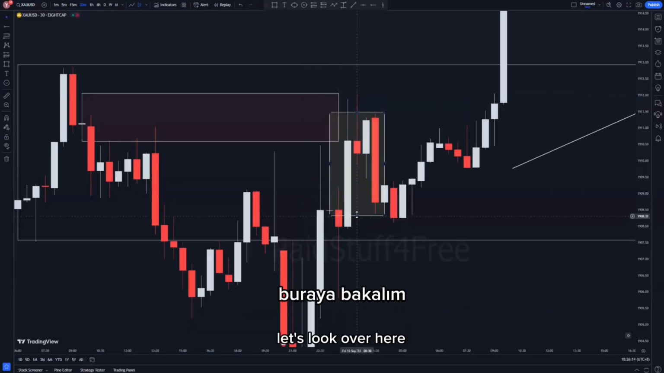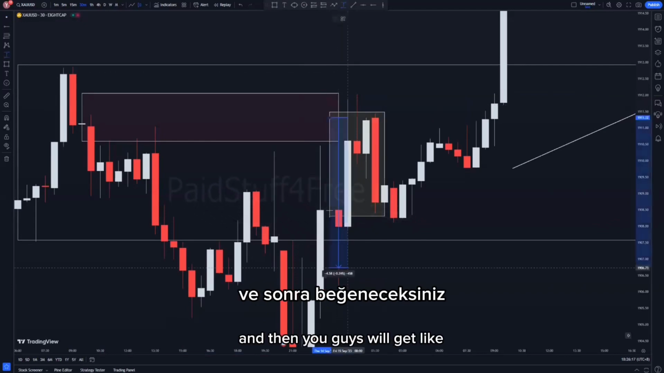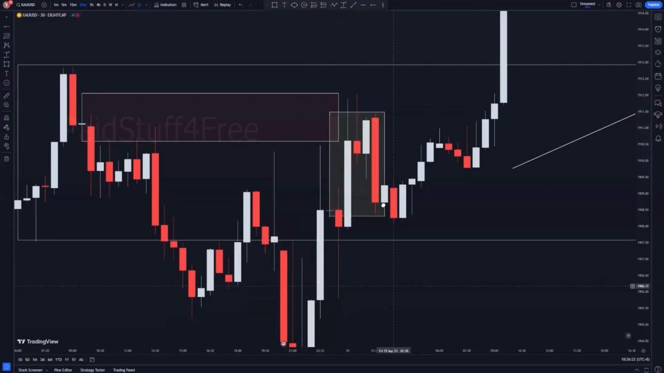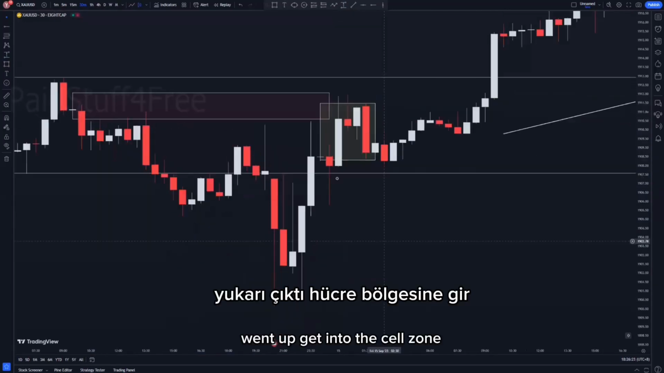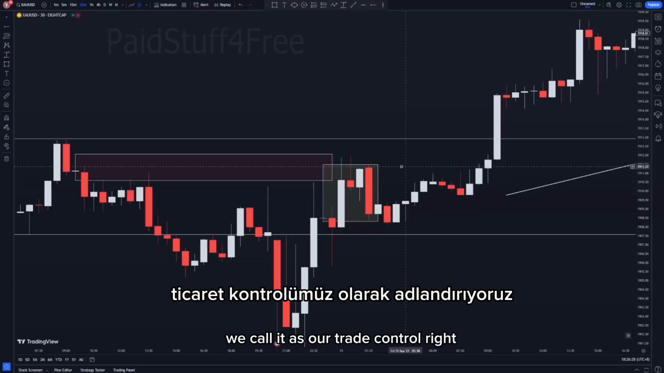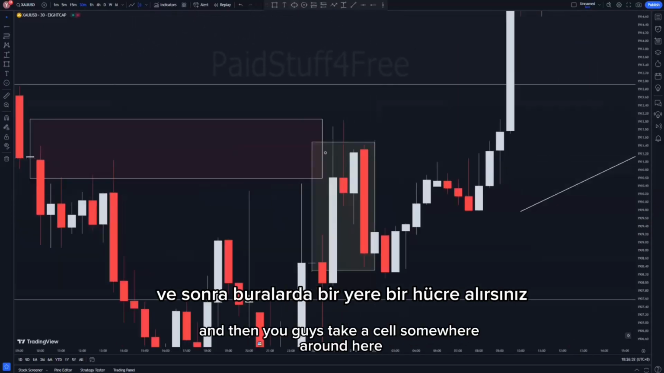So let's look over here. And then you guys can take the sell somewhere around here, and then you guys will get maybe 50 pips, something like that. Okay, and then the price went up, got into the sell zone, which is this sell zone. We call it our trade control, right? And then you guys take a sell somewhere around here, right?